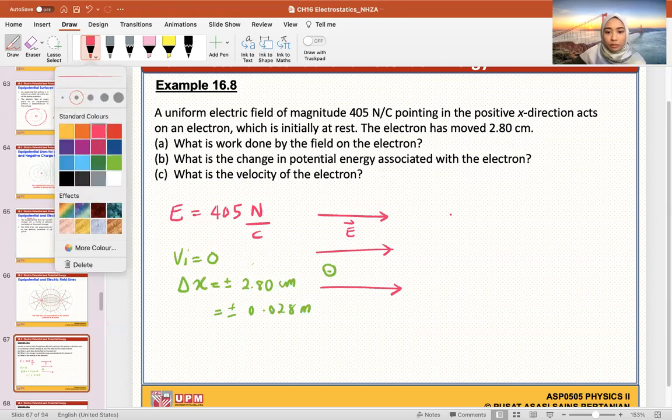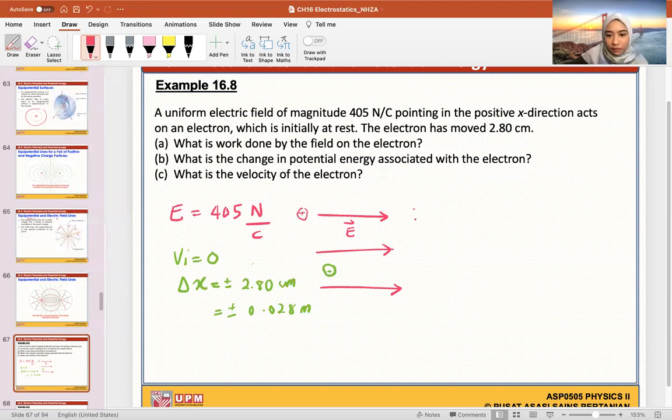So natural tendency, we know that E points from high potential, positive, to negative, right? But this is just for guidance, you shouldn't write the charge there. For guidance, your E should go from high potential to low potential. Remember, your electric field lines start from a positive charge to a negative charge.